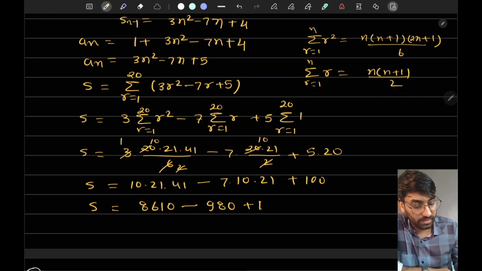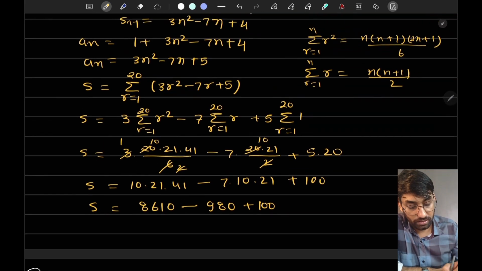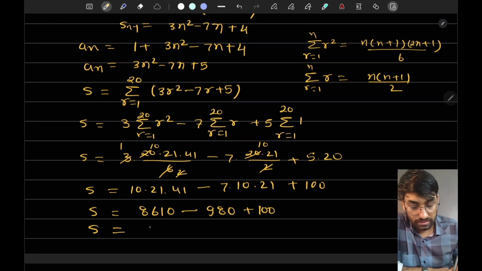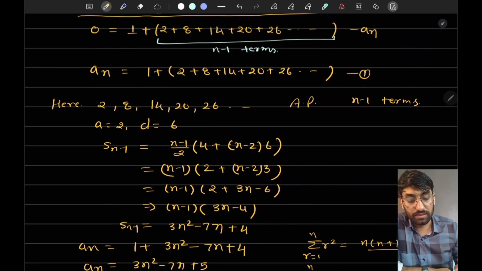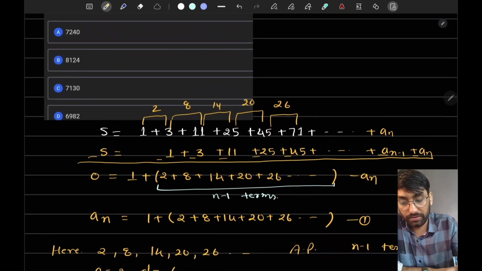So plus 100 I will get. Okay, so this overall value will be what? S equal to 7240. So I am getting the S value as well. Okay, so this will be my answer. So 7240 value, so option A will be my correct option. I hope this is clear.